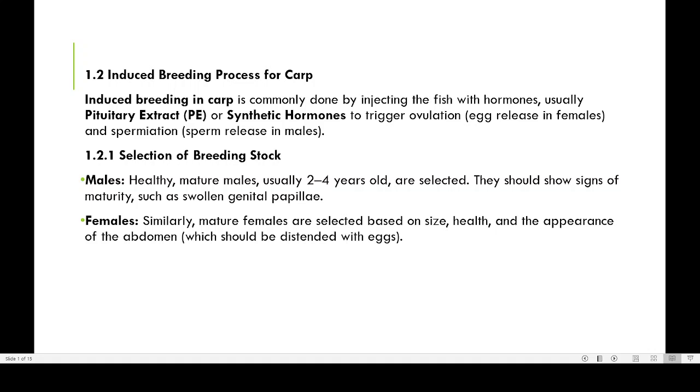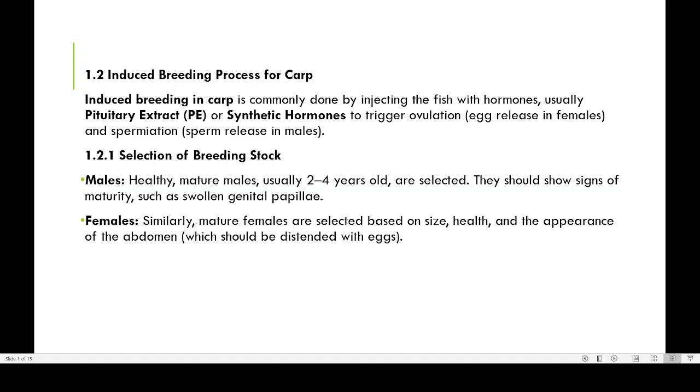Healthy mature males, usually 2 to 4 years old. There should be a growth stage from which the sperm or eggs are normally collected. They should show signs of maturity, such as swollen genital papillae. That is an indication that they are reproductively mature. Only fish with a growth period of 2 to 4 years are normally collected as far as males are concerned.